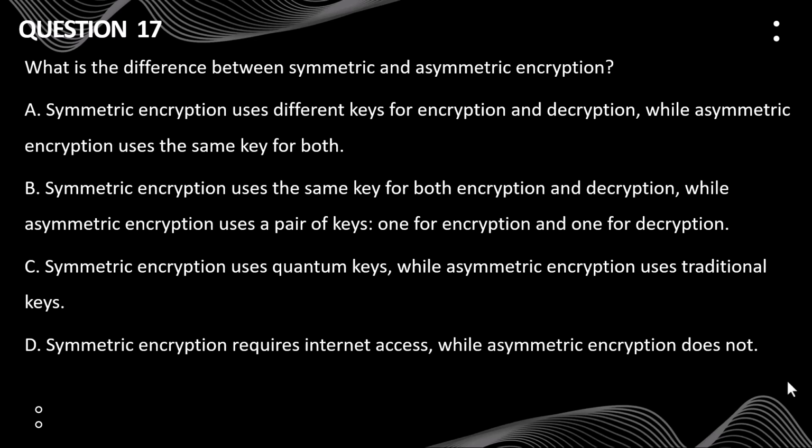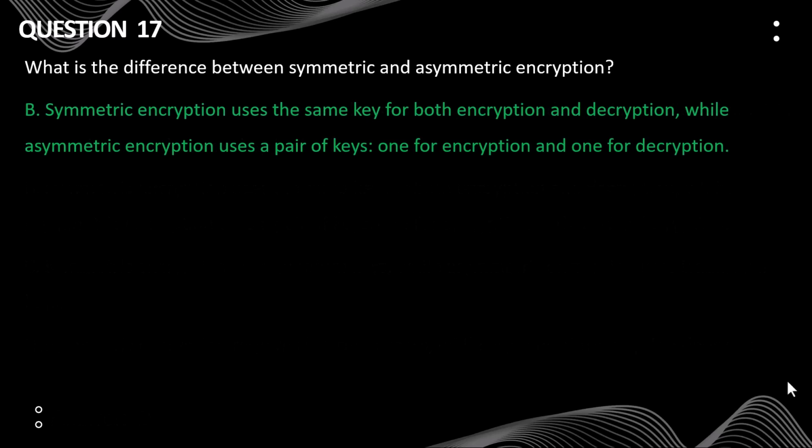Option C. Symmetric encryption uses quantum keys, while asymmetric encryption uses traditional keys. Option D. Symmetric encryption requires internet access, while asymmetric encryption does not. The correct answer here is option B.